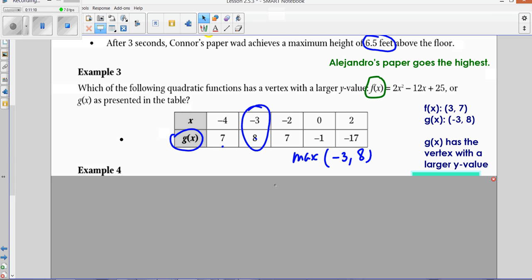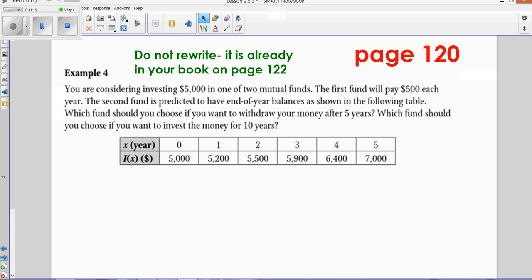All right, good. Now, we've done 3 examples, 1, 2, and 3. Let's do one more, and then you're going to start your homework, all right? Now, do not rewrite this. Notice I write on the top here. Do not rewrite it. It's already in your book. Don't get crazy, all right? It's all here. I just want you to pay attention, all right?